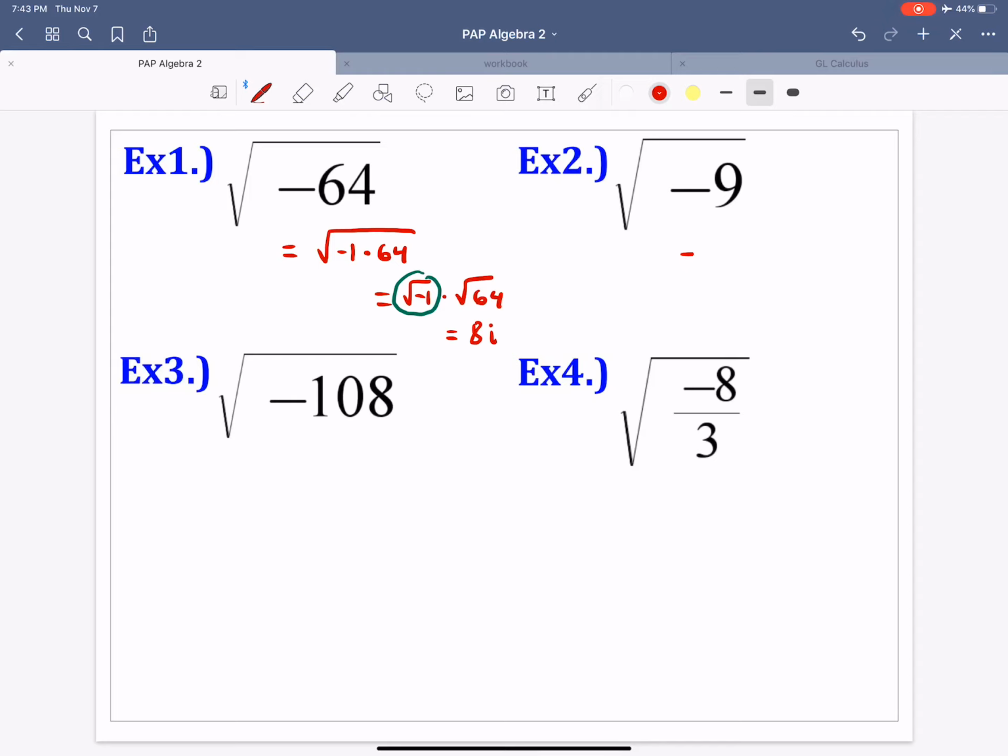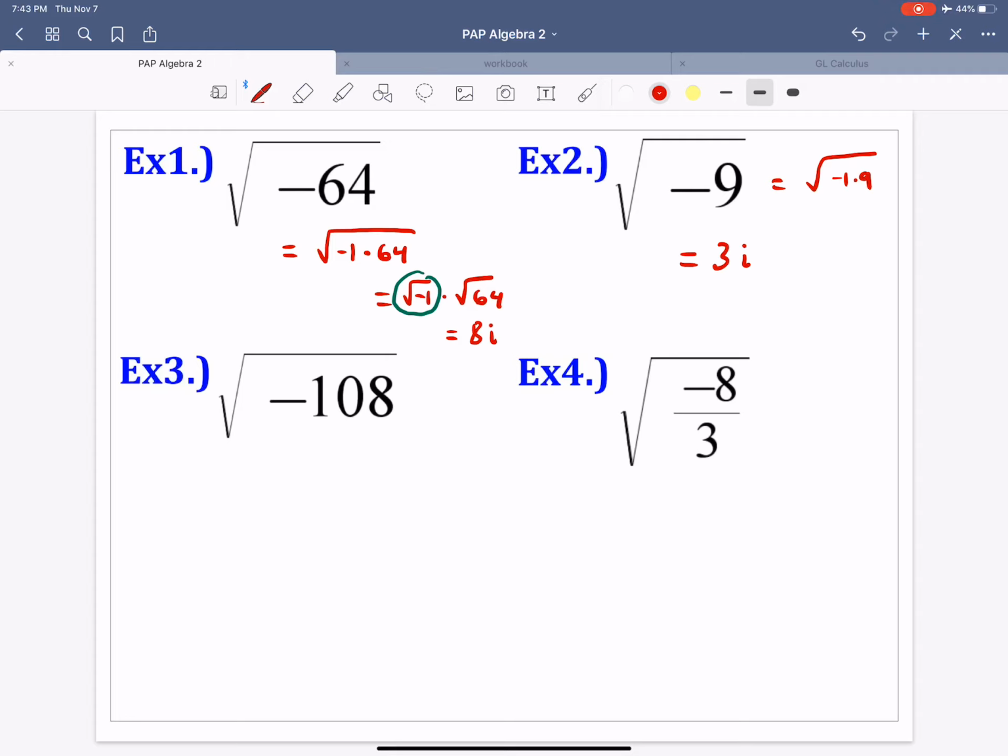If we look at example 2, eventually you're going to get really fast at this and you're not going to have to show much work. You're going to know that we can split this up into the square root of negative 1 times 9. You're going to know that the square root of 9 is 3. And again, there's that imaginary unit, 3i.